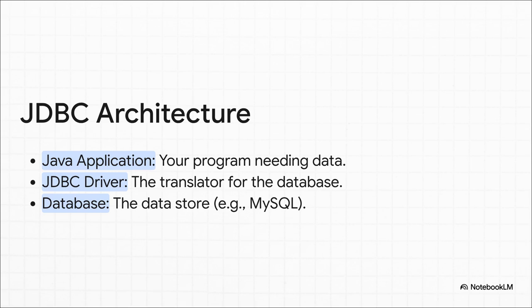The way this works is actually pretty brilliant. Your Java app makes a standard request. Then, the JDBC driver, and this is the real magic, translates that request into the specific commands that your particular database understands. Why is this so cool? It means you can switch your database from, say, MySQL to PostgreSQL, and you barely have to change any of your Java code. You just swap out the driver.